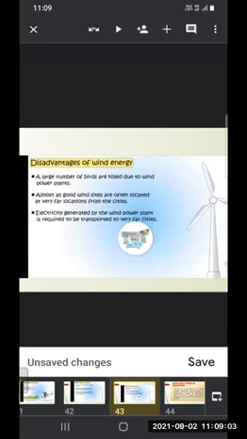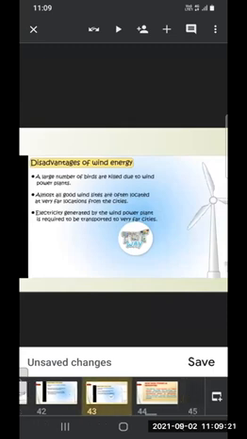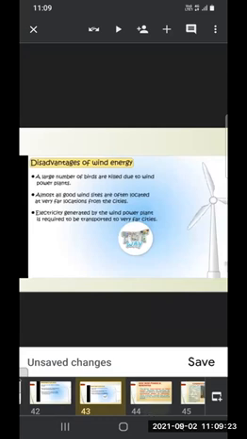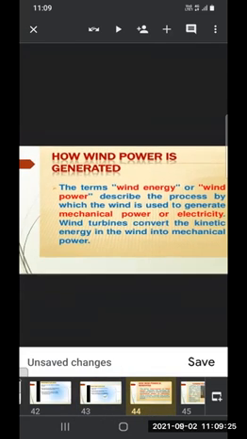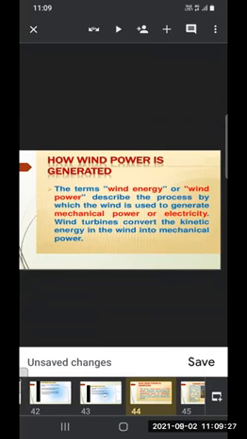They are very far from the cities. Electricity generated by wind power plants is required to be transported to very far cities. So the electricity generated here requires to be transported from the place to the cities. It is very far.